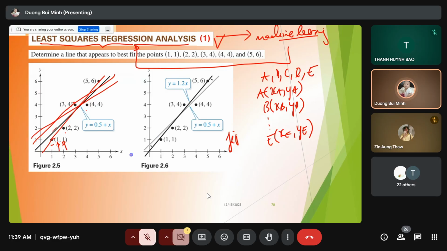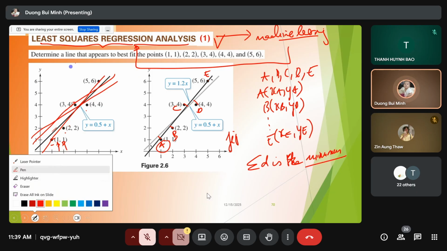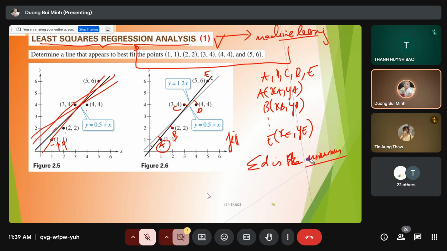If we have a straight line, we can get the distance. Consider the black line: for boy A, boy B, boy C, boy D, boy E, we have the distance between the point and the straight line. If the total distance is small, that is, minimum, we get the least squares regression analysis.